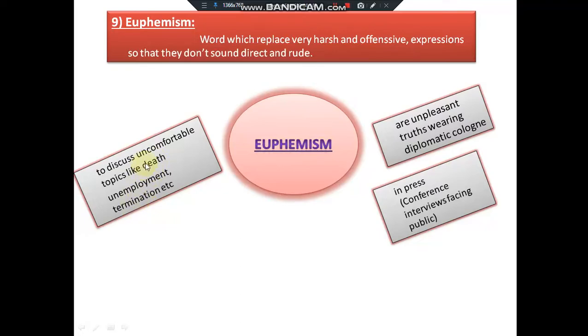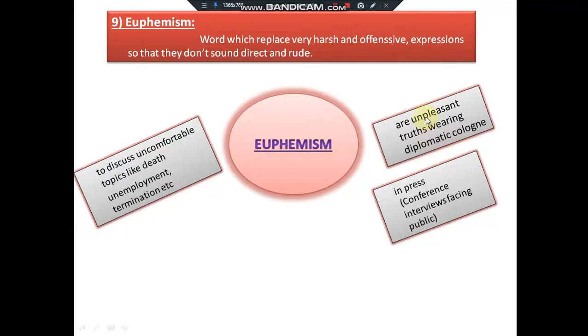In such situations, sometimes we come across expressions and words from our bosses or other people that are disliked by the other person. And look here, these are basically unpleasant truths wearing diplomatic cologne. Cologne is a kind of perfume that gives a beautiful smell.